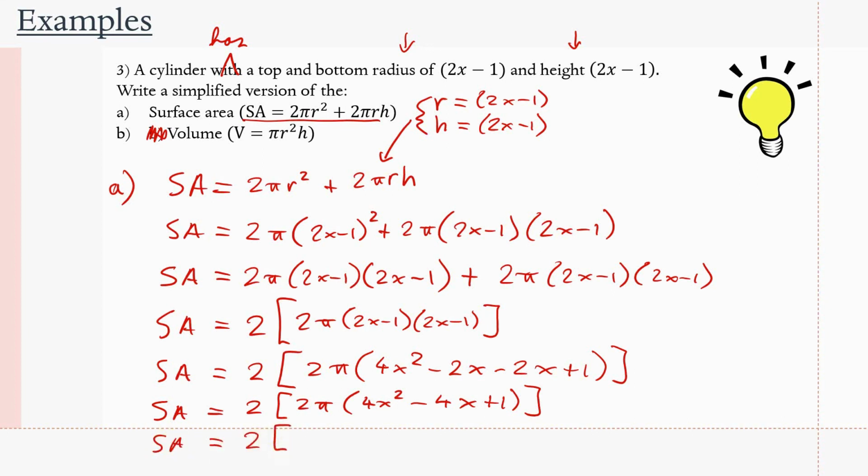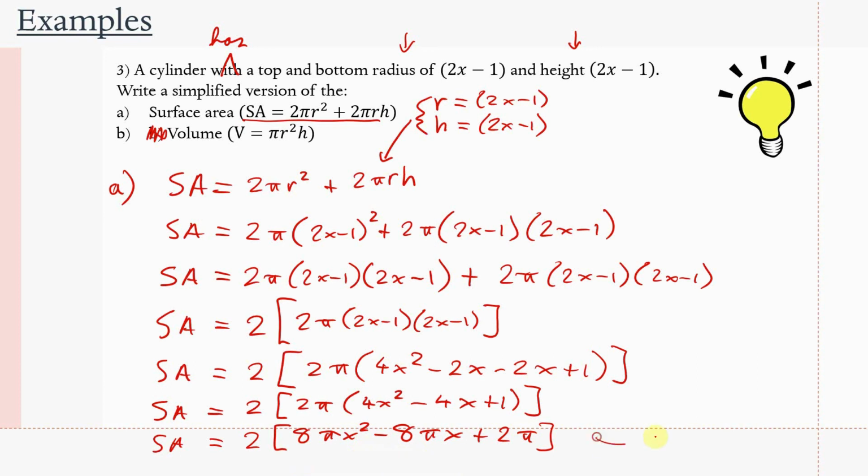Now we're going to use the distributive property to multiply this 2 pi into every term, all right? So 2 pi times 4x squared is going to give us 8 pi x squared. 2 pi times negative 4x is going to give us negative 8 pi x. 2 pi times 1 is going to give us 2 pi. And now one last distributive property. Multiply this 2 by every term, right?